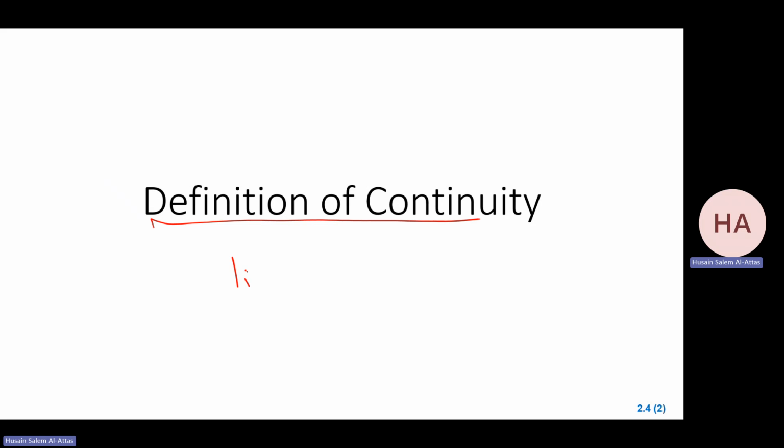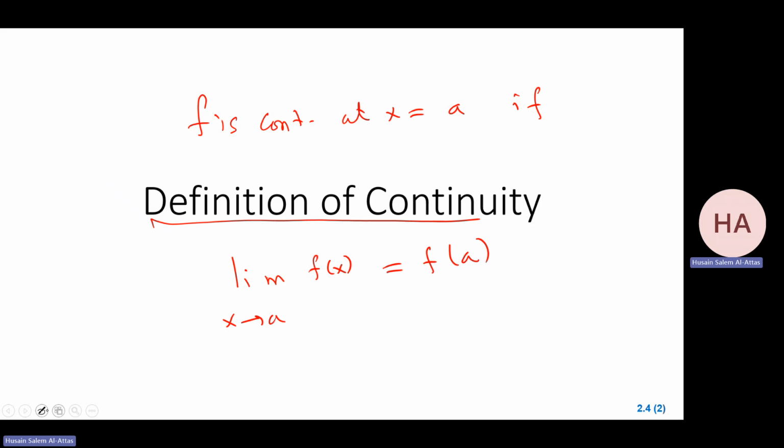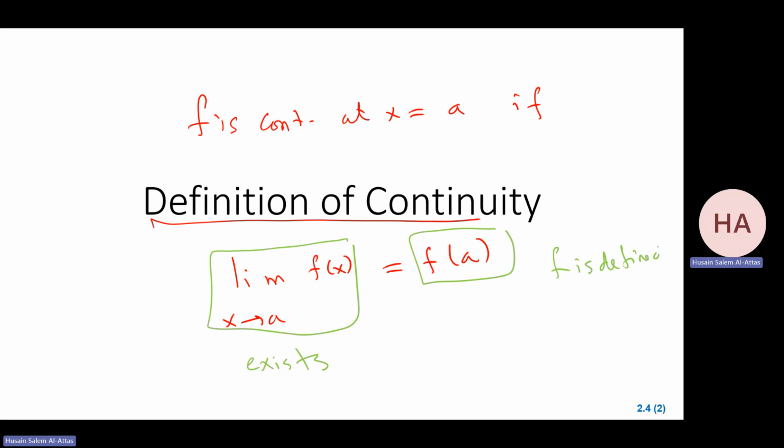The meaning of continuity, we say f is continuous at x equal a, if the limit of f of x as x goes to a equals f of a. That definition, if we look at it, has three things. The limit exists, the function is defined at a, and the third thing, these two quantities are equal. So we have actually three things to check.